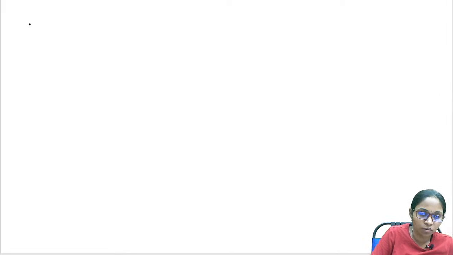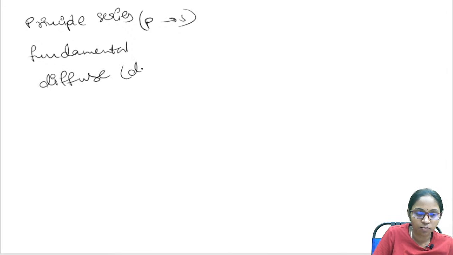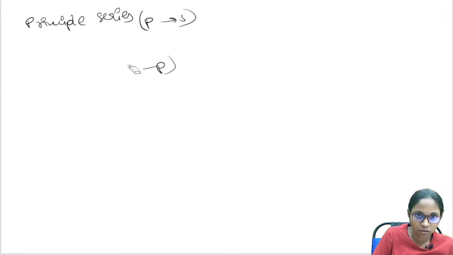As we know, we have different series. One is the principal series, that means the transition takes place from P orbit to S orbit. And the fundamental series and the diffuse series. Diffuse series is D to P orbit. Fundamental is F to D orbit. These are the different series. That means the possibility of electron transition takes place in these orbits.